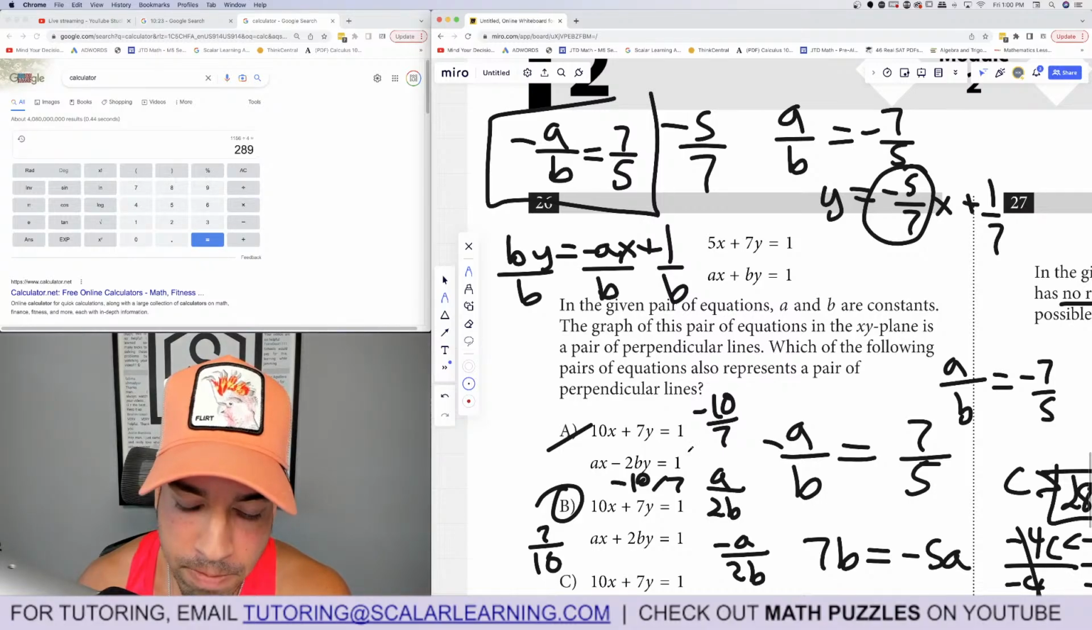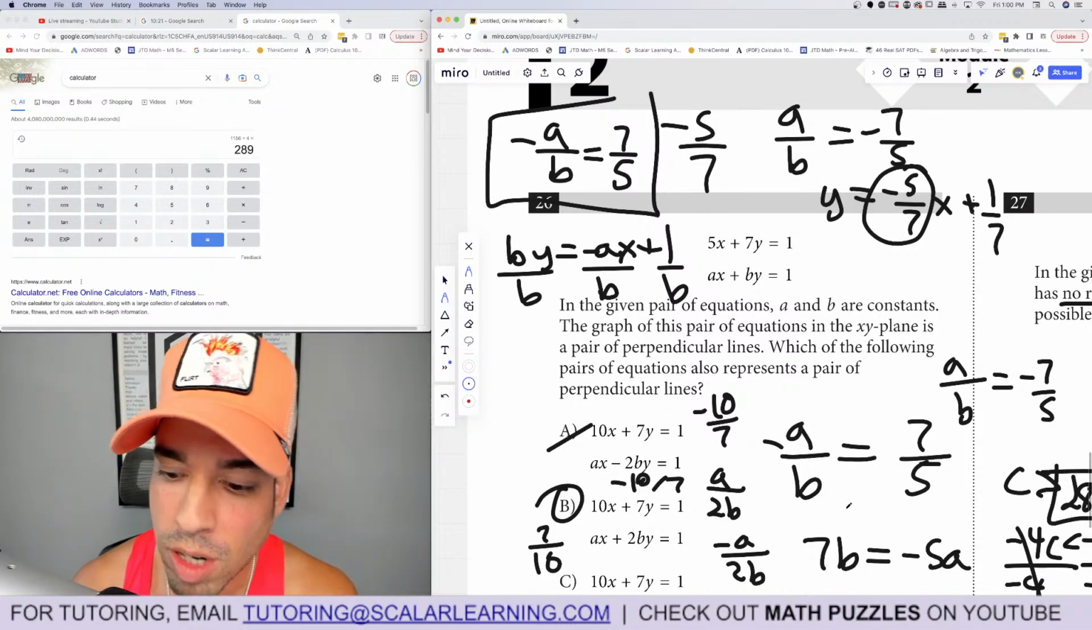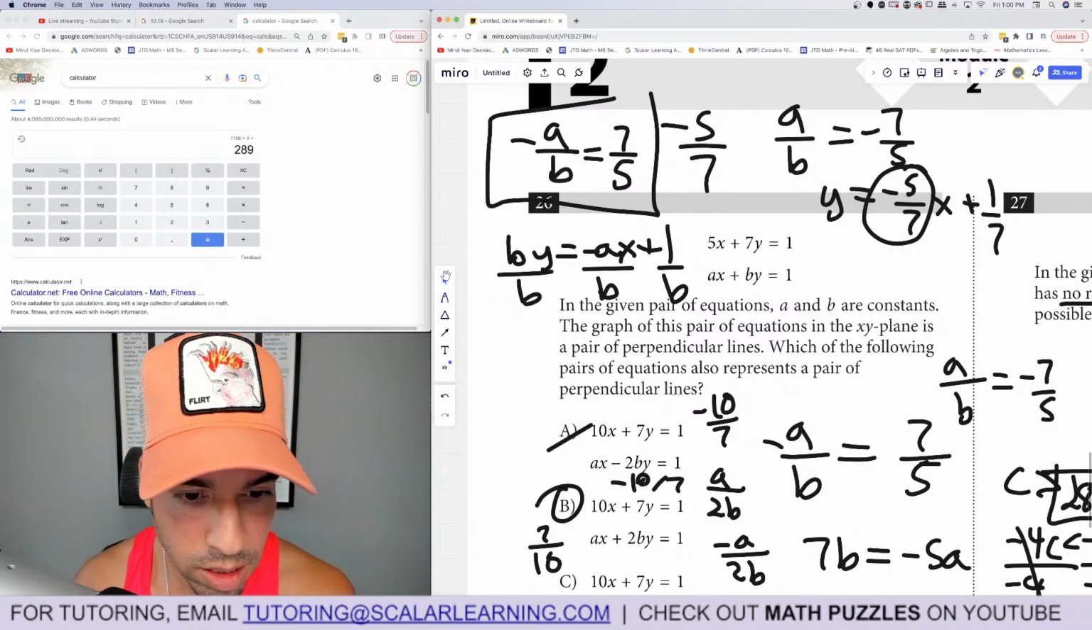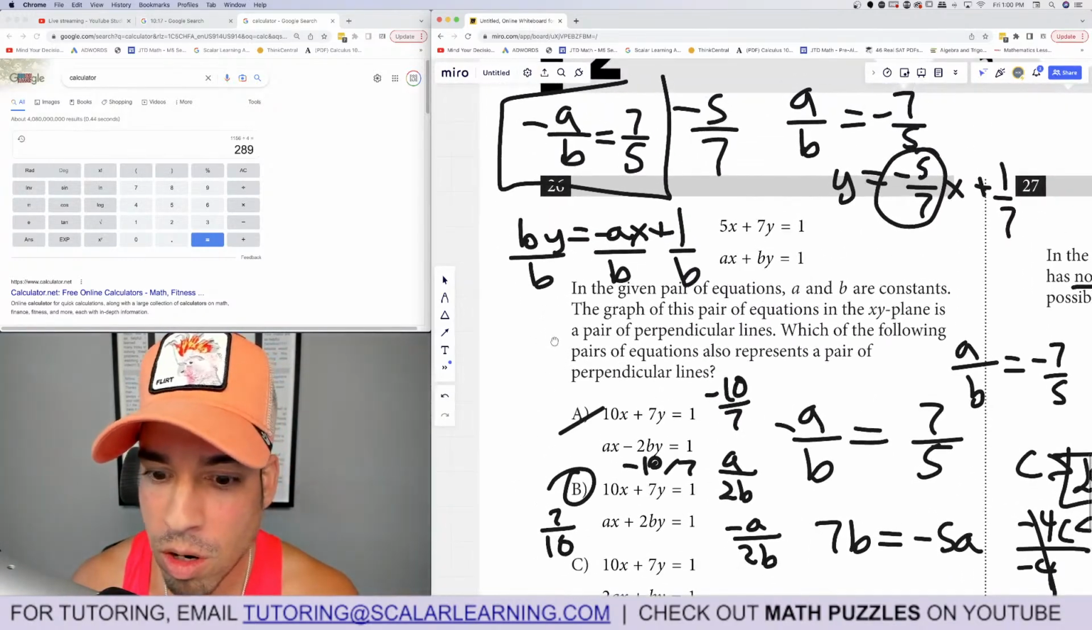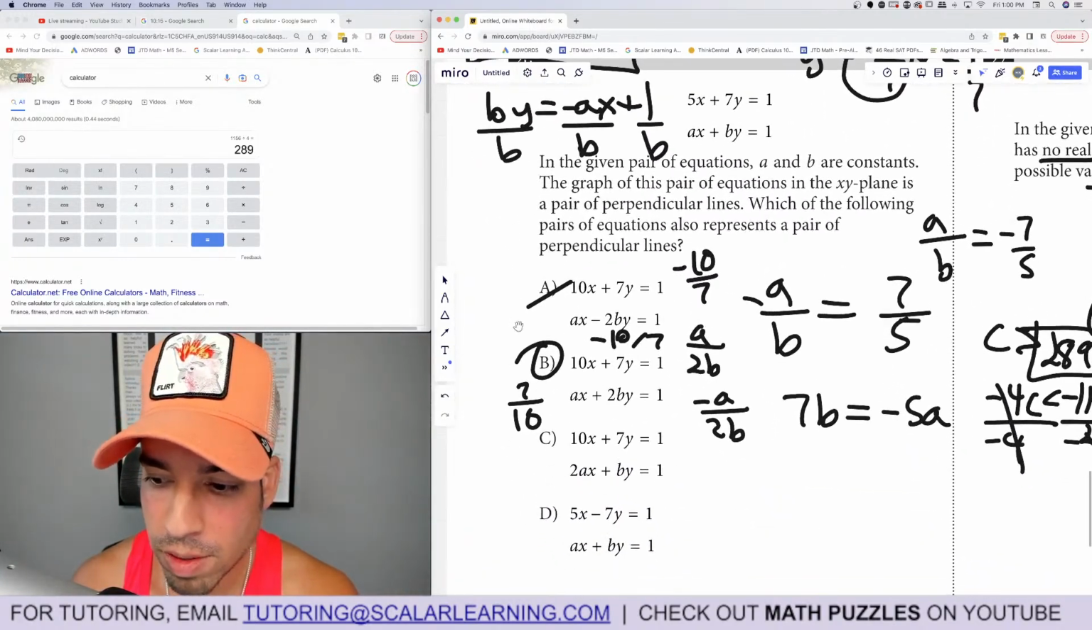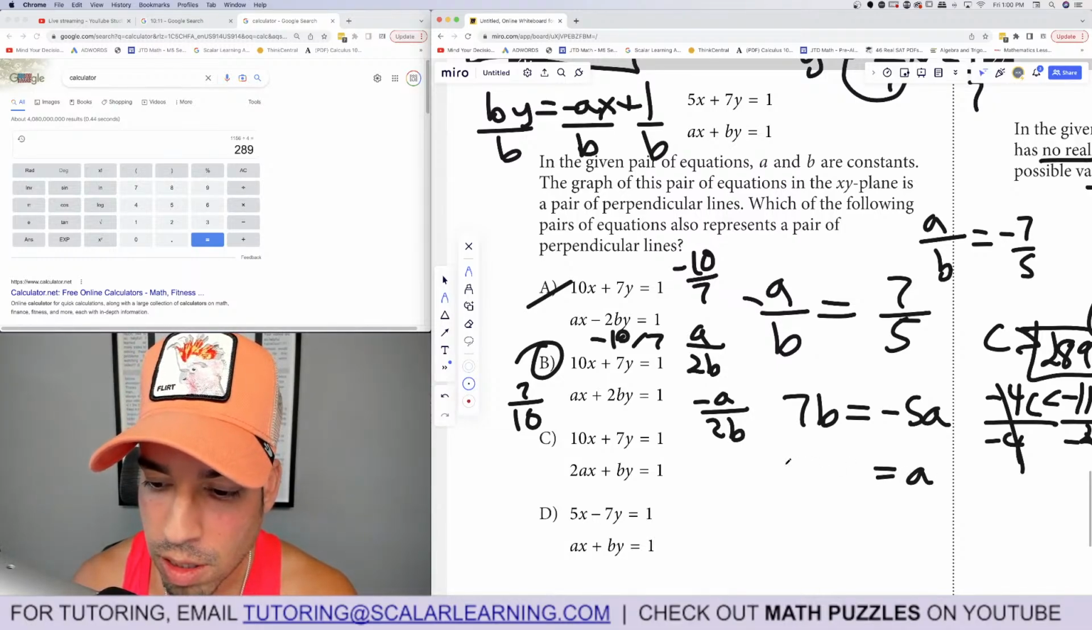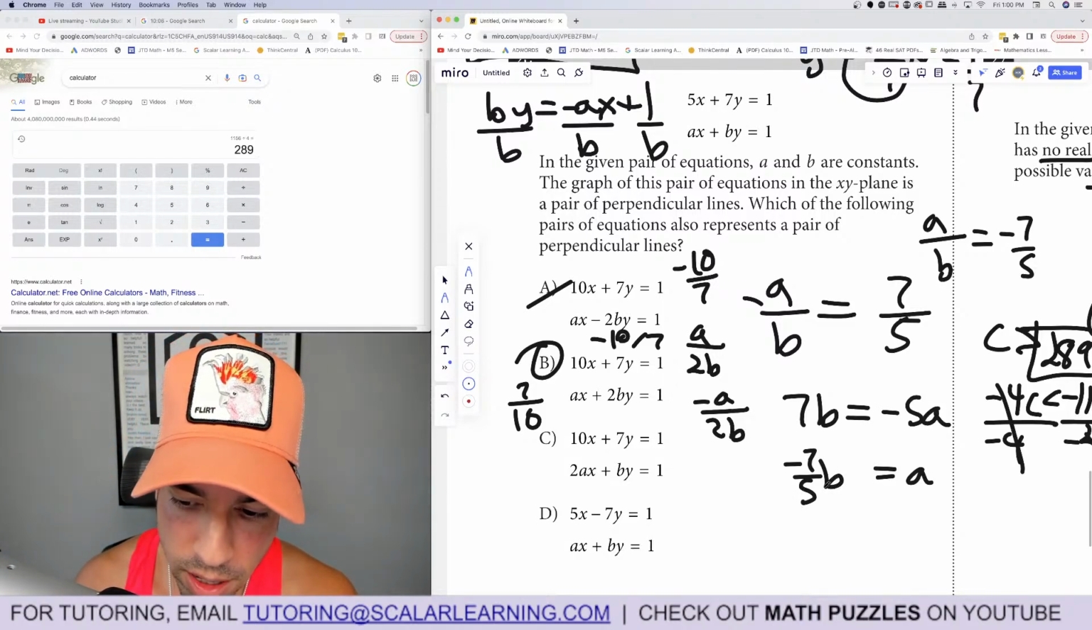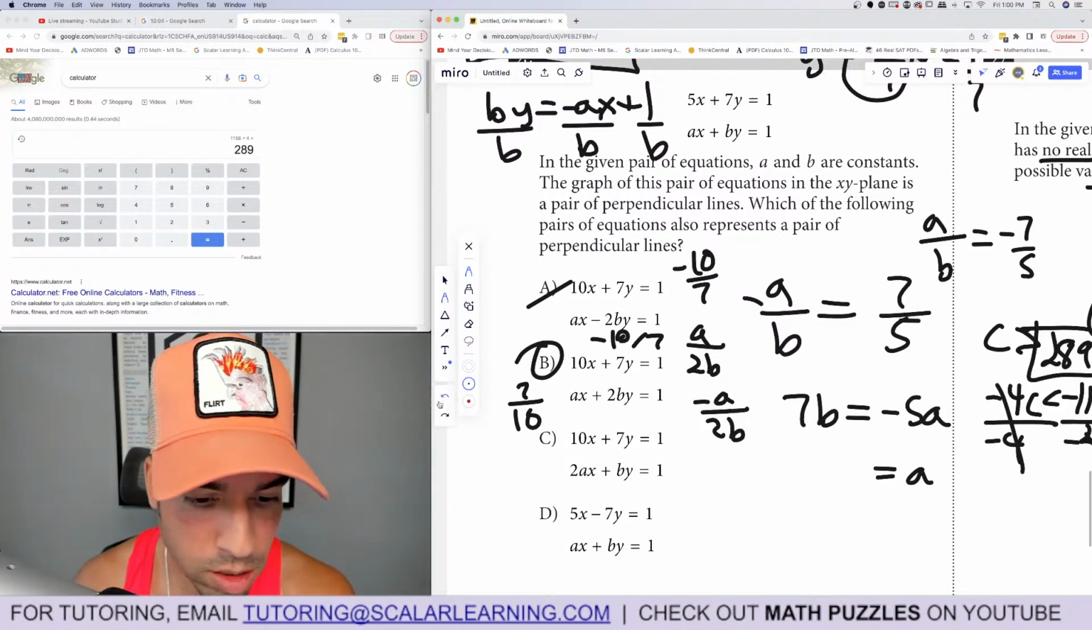So, you know what? Oh, we can substitute, actually. Let's do that as a separate way to check. Let's say A equals negative 7/5 B. So it's not going to be pretty. No, that's so much worse. Never mind. That's terrible.